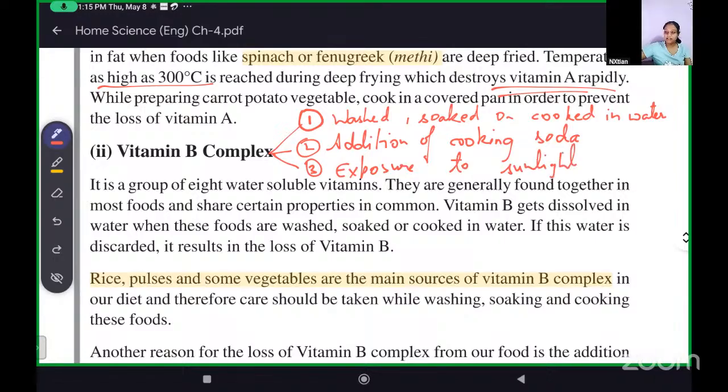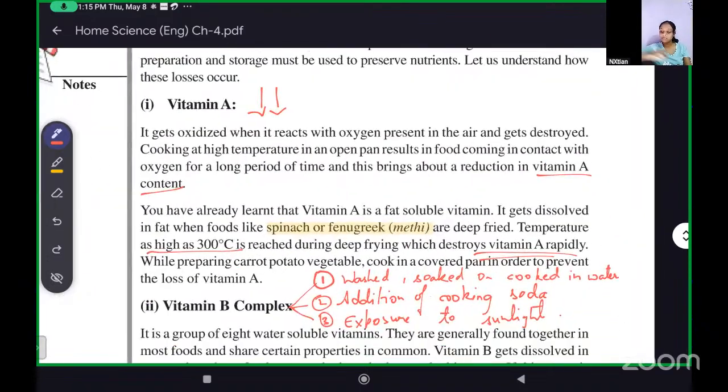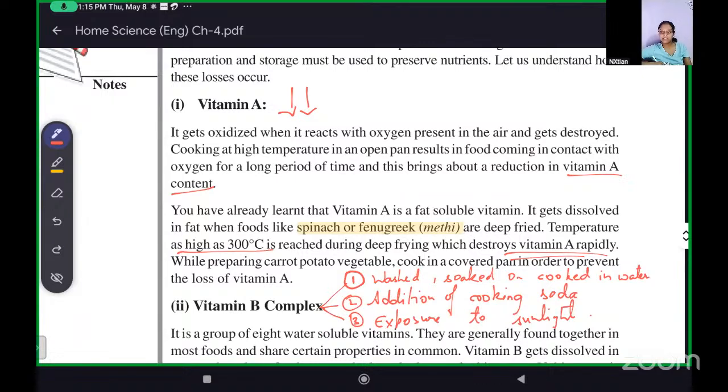Okay, these are the three reasons. So make notes. You'll need to make some notes about every vitamin. See how to make notes, you can just write down... First, write the name of the vitamin. Then, what are the foods that are rich in this vitamin?